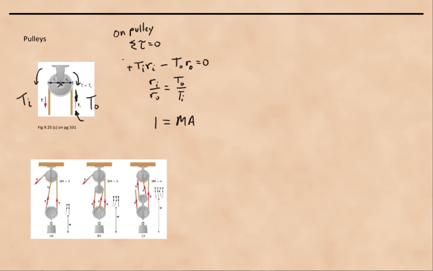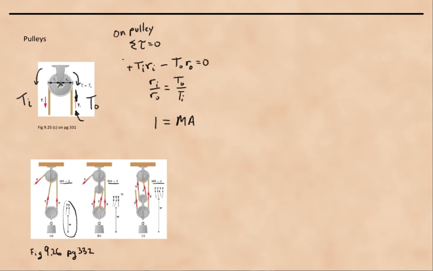But now what happens when we have multiple pulleys? In this figure, figure 9.26 from page 332, it shows some configurations of multiple pulleys, and in each one they give a mechanical advantage. They say the mechanical advantage here is 2, in the second one is 3, and the third one is 4. How did they get those numbers? Well, they show you a little bit here in looking at the free body diagram of the pulley.